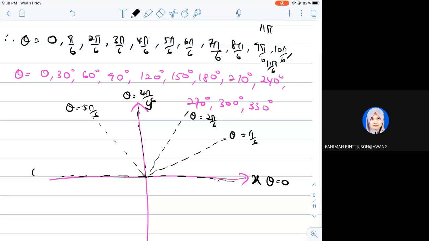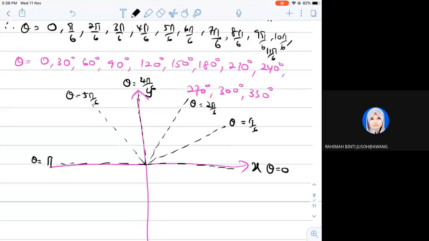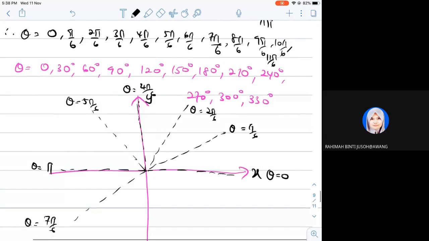Theta equals 6 pi over 6, that is pi, 180 degrees. And then 7 pi over 6, so 210, here. 210, 7 pi over 6, and then 8 pi over 6. What is that? 8 pi over 6 is 240 degrees.